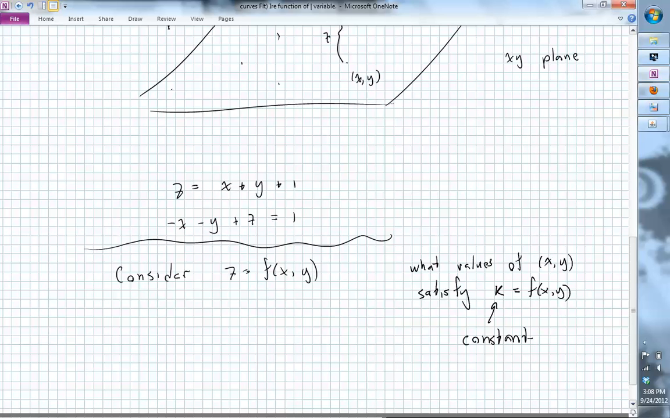Why is this interesting? The solution set here can be empty. It can be a single point or a collection of points. And it can be an infinite collection of points.